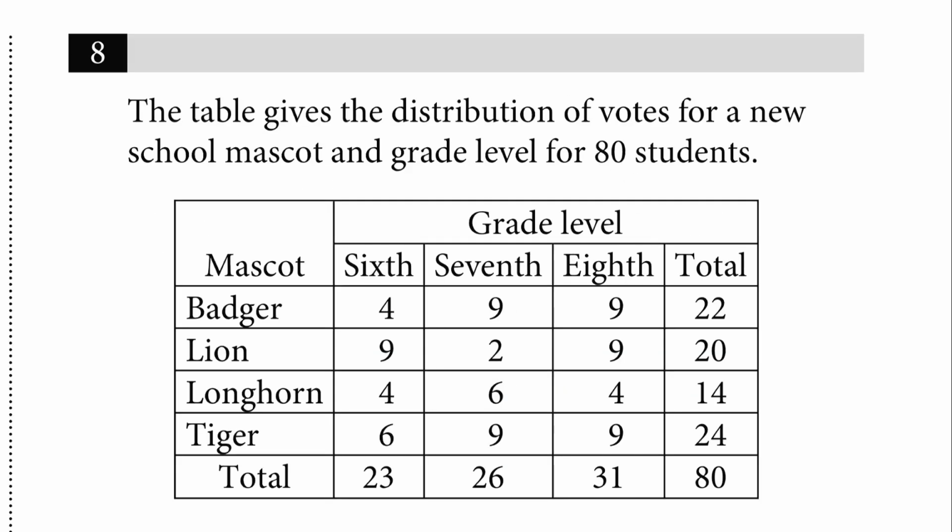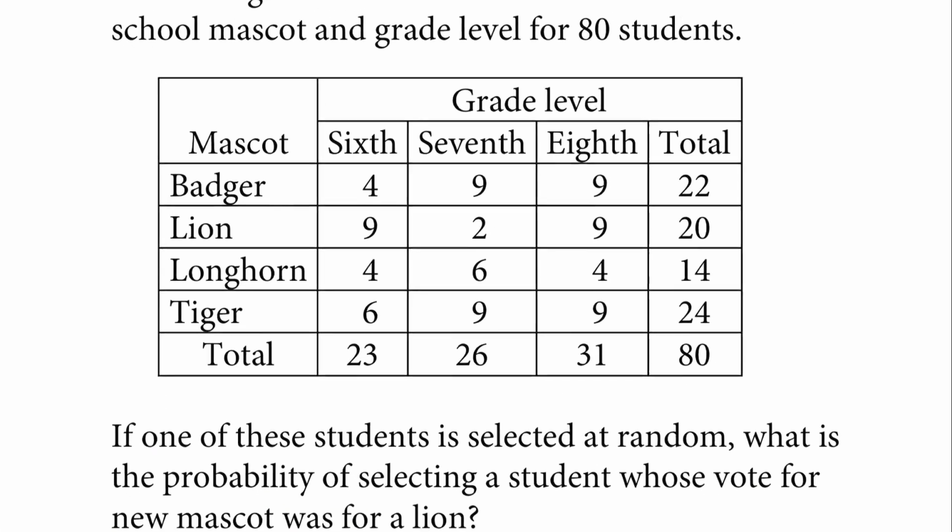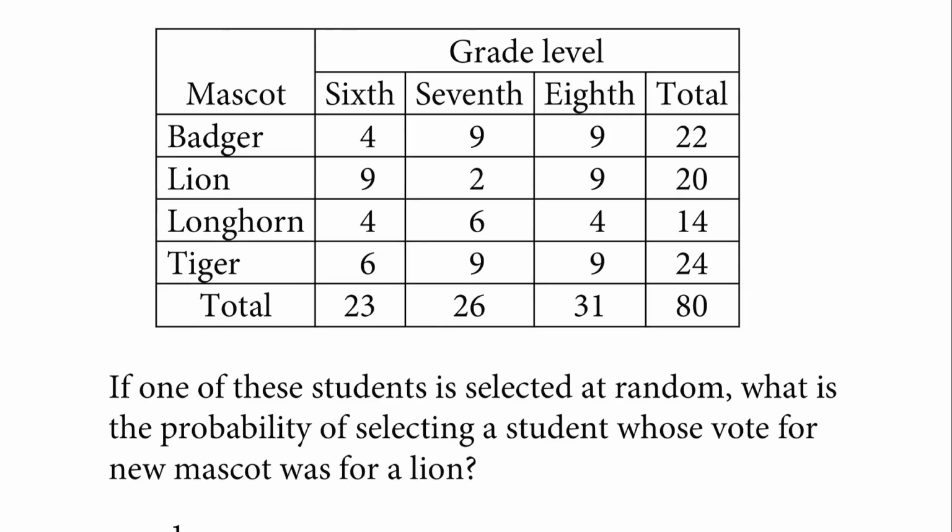The table gives a distribution of votes for a new school mascot and grade level for 80 students. If one of these students is selected at random, what is the probability of selecting a student whose vote for the new mascot was for a lion? For these types of questions, I really like to encourage my students to block out the irrelevant columns or rows also, because it can be pretty challenging to keep everything straight.